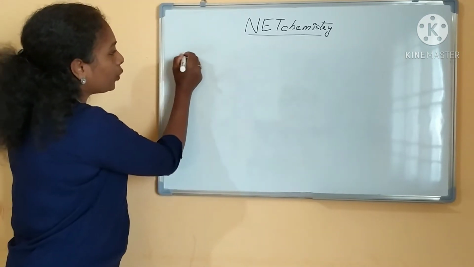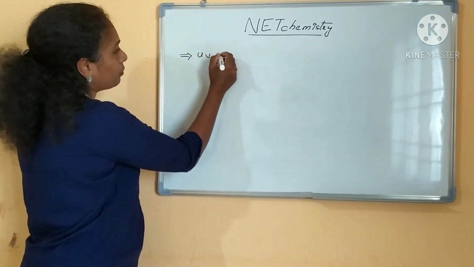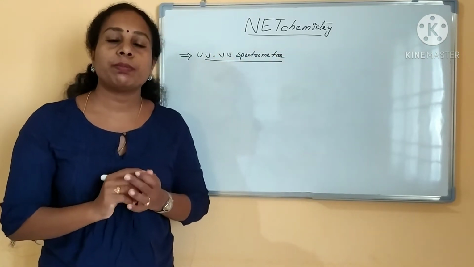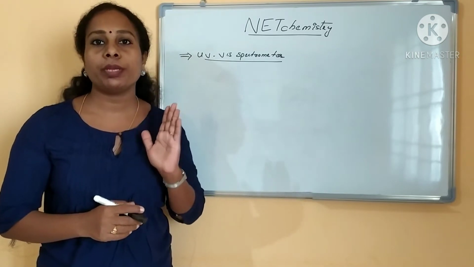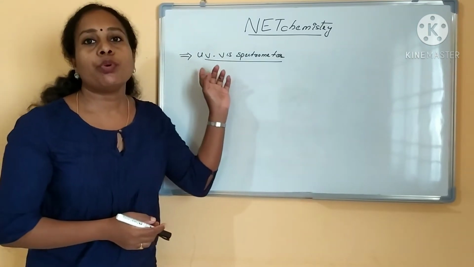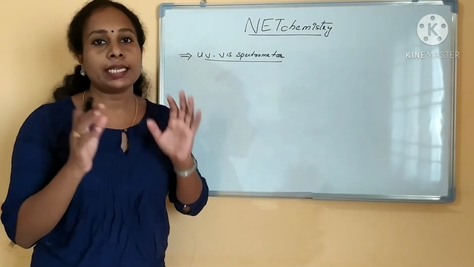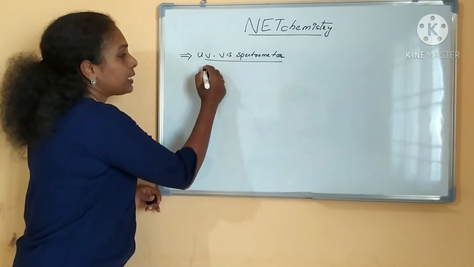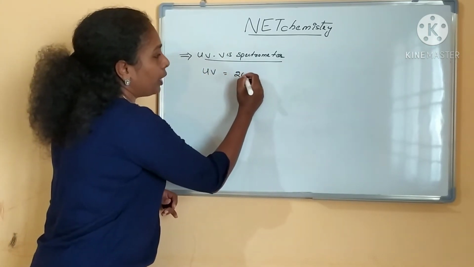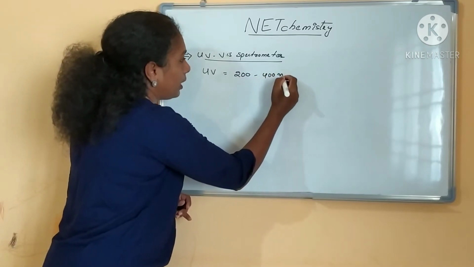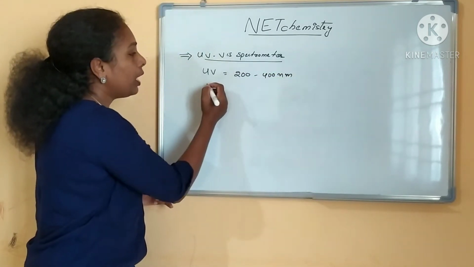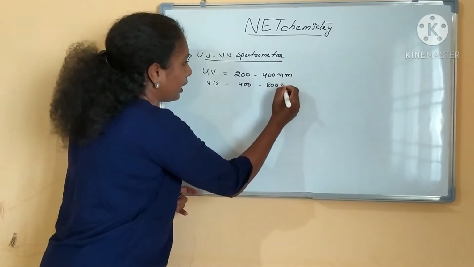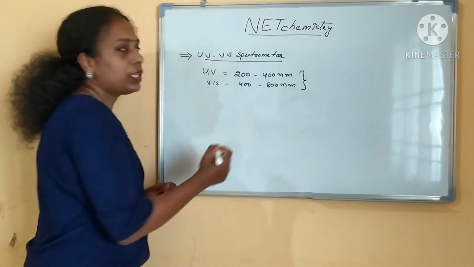What are the applications of a UV-visible spectrometer? How does it work? Before that, you should know the range of UV-visible light. Ultraviolet is in the range of 200 to 400 nanometer, and visible light is in the range of 400 to 800 nanometer. This is the range of the UV-visible spectrometer.